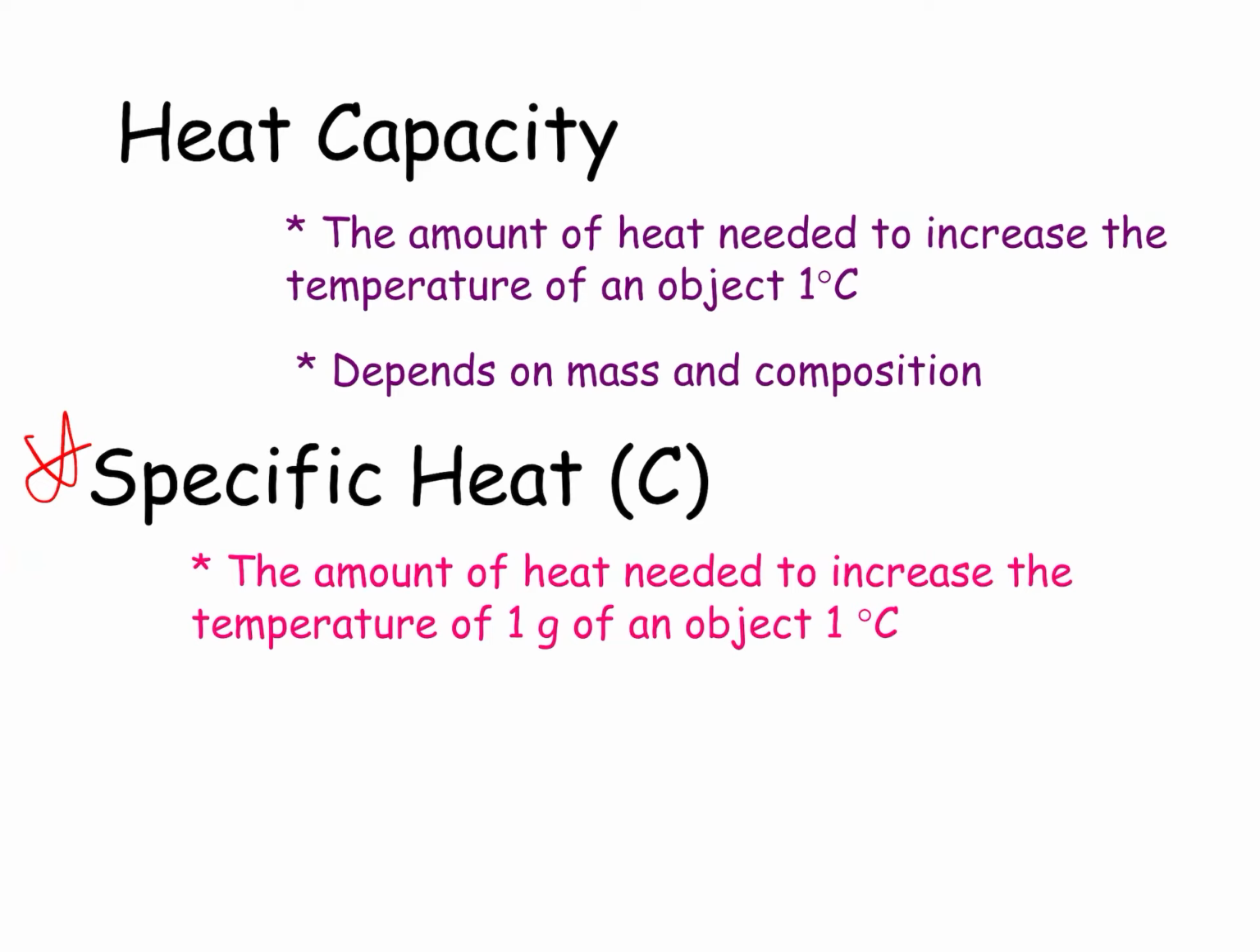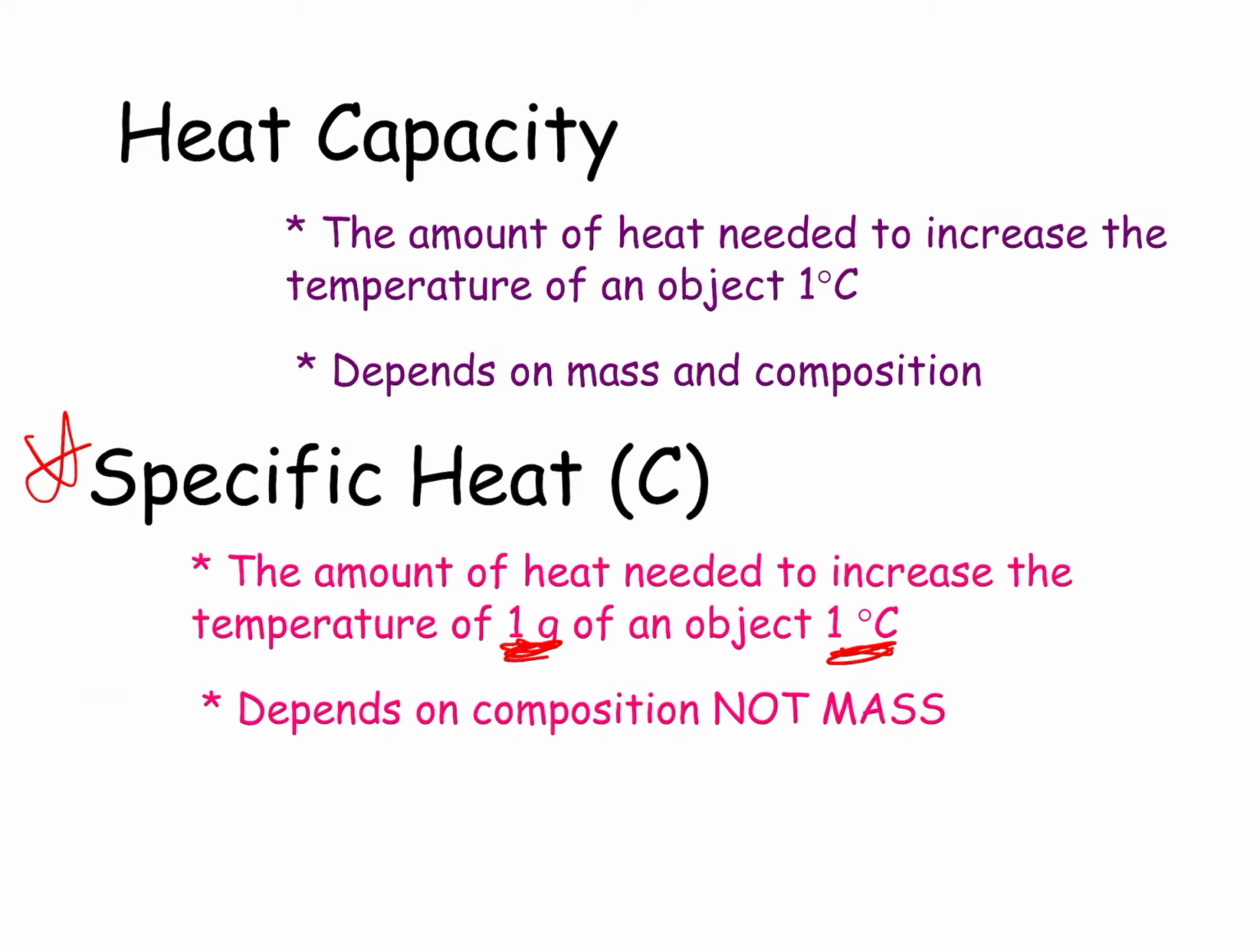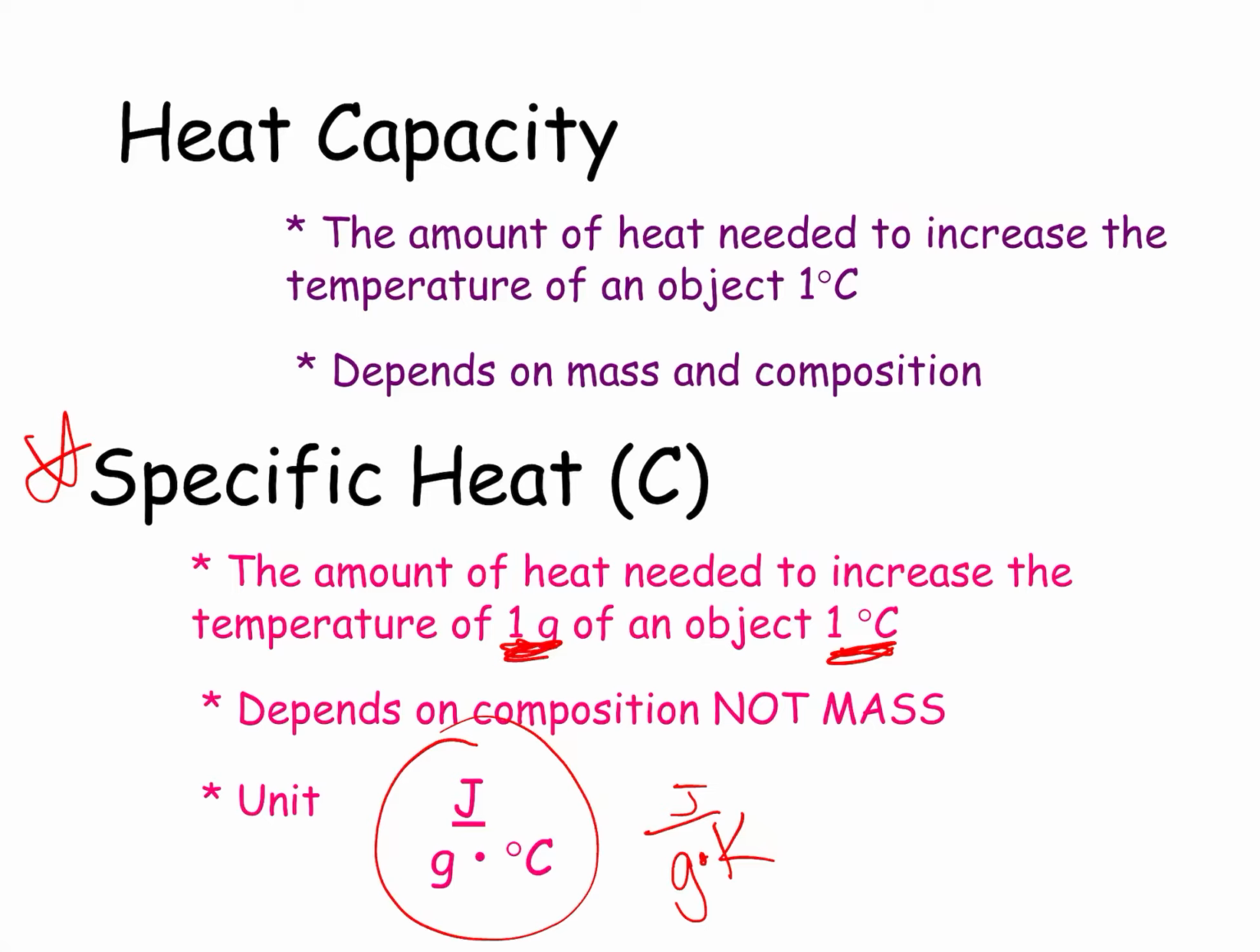Specific heat is the amount of heat needed to increase the temperature of 1 gram, so the mass is definite this time, and the temperature change is definite. The only thing that changes is the composition. The units are joules divided by grams times degrees Celsius. On the reference table, you would also see joules over grams times Kelvin. But in either case, you have joules divided by a mass times the temperature. This is what we're usually going to use just because we measure in degrees Celsius.